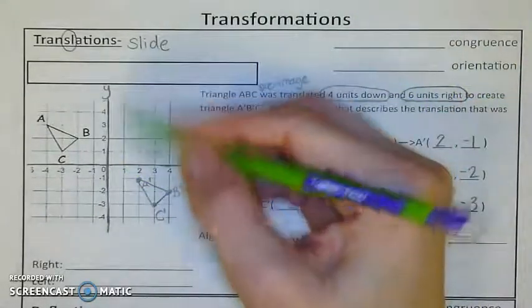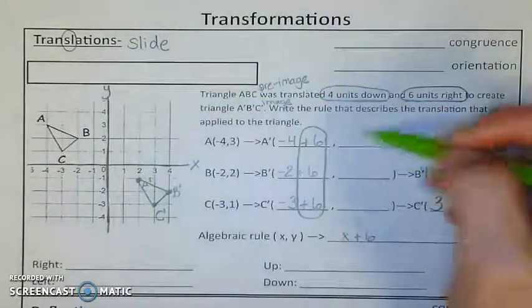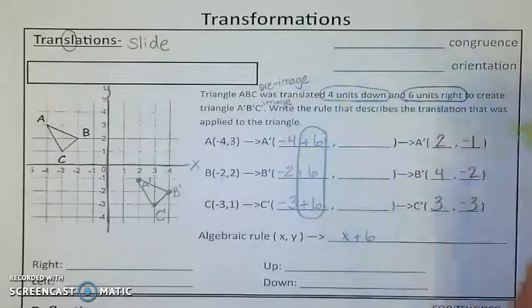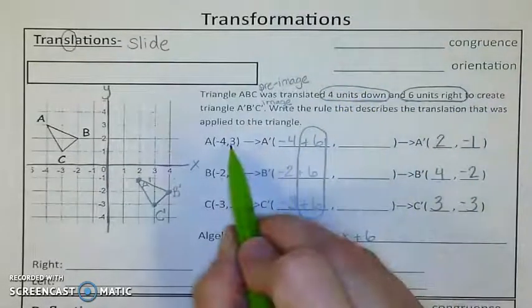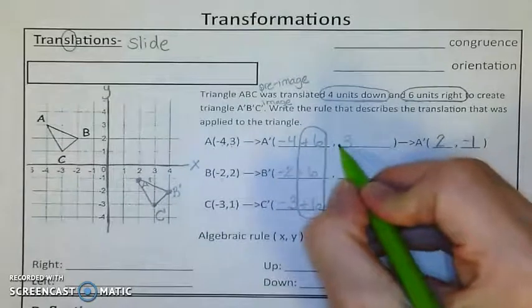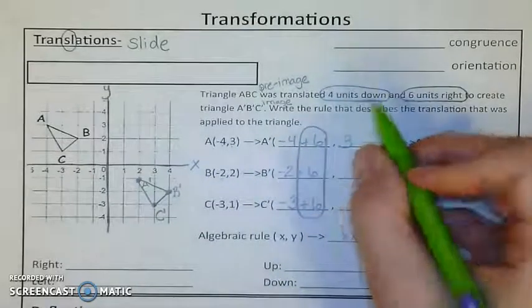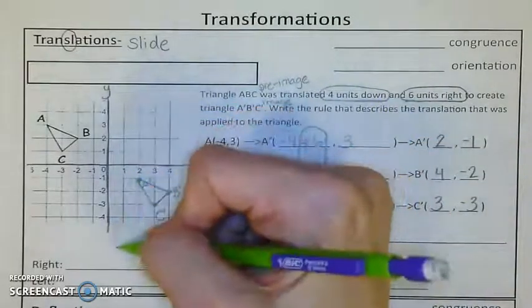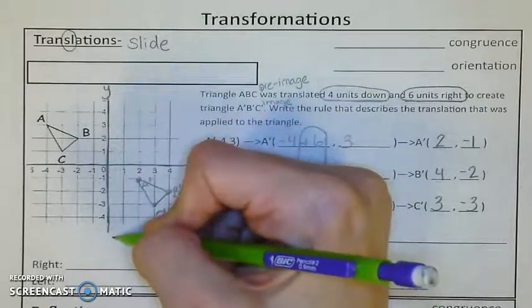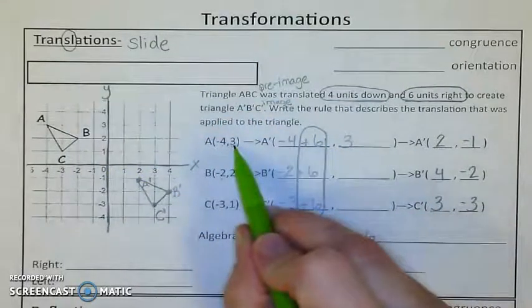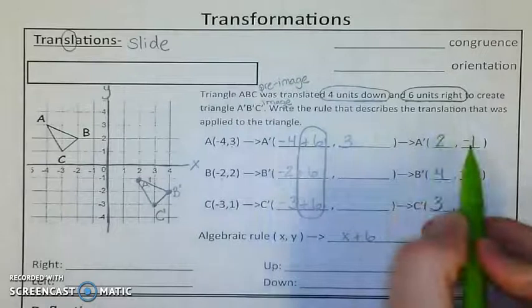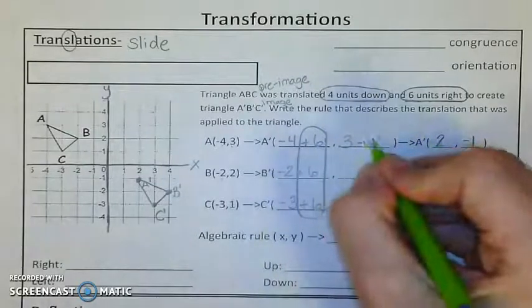Remember that y's go up and down. So when I do this section here, I want to use that 4. So again, we're going to start with our original y value of 3. This time I'm going down, and if you think about going down on the y-axis, those numbers are getting smaller. If you think about going from positive 3 to negative 1, we would actually subtract 4.